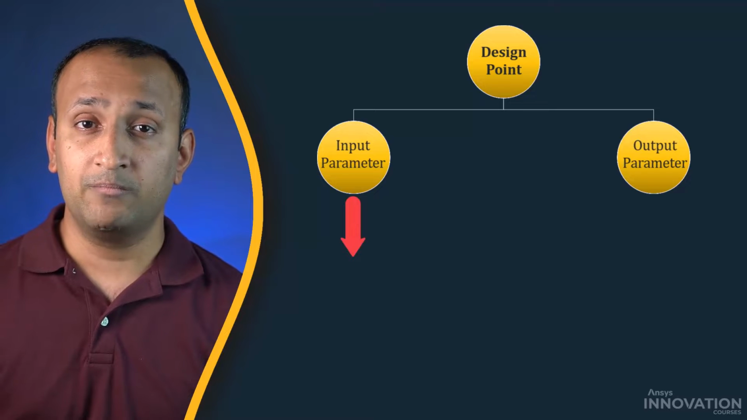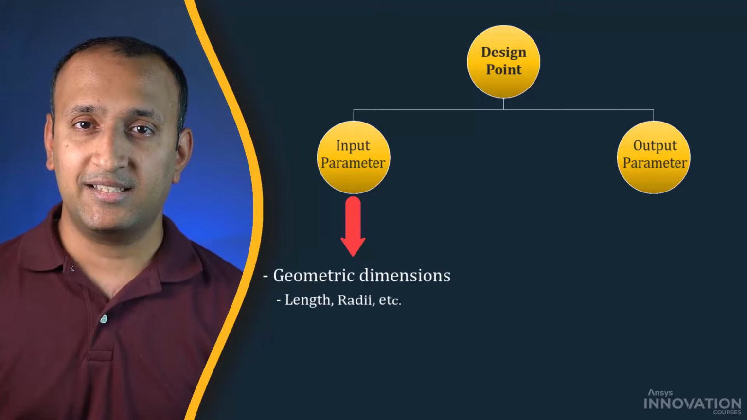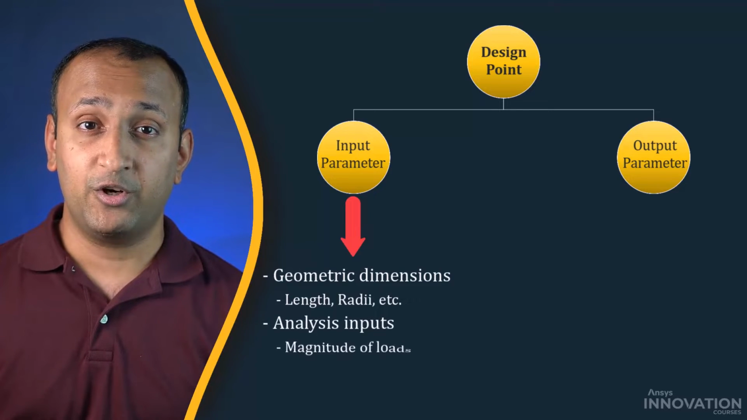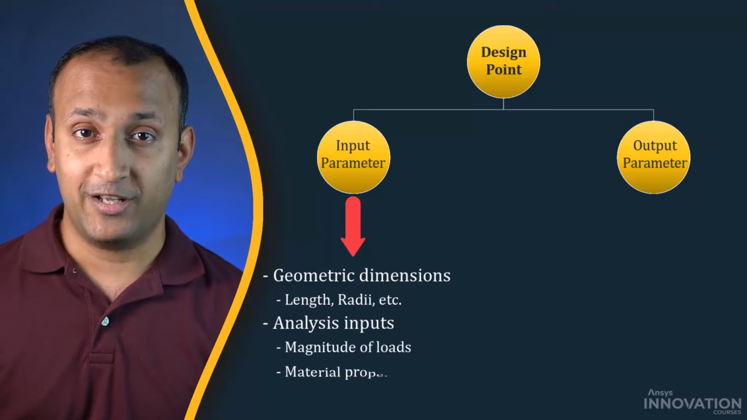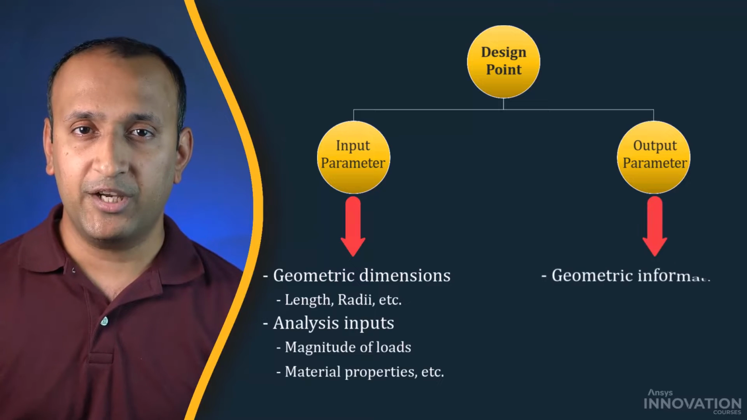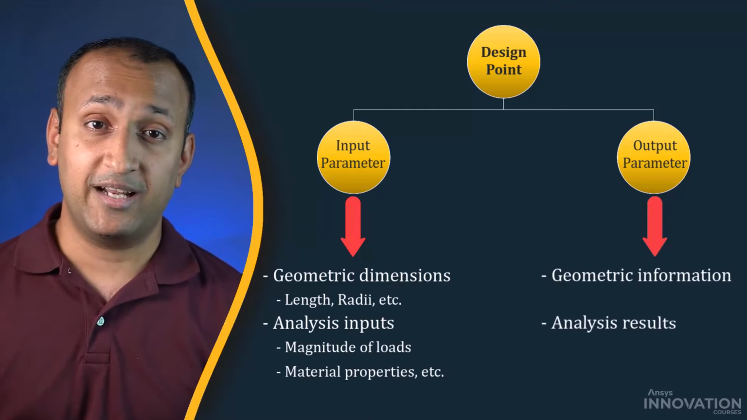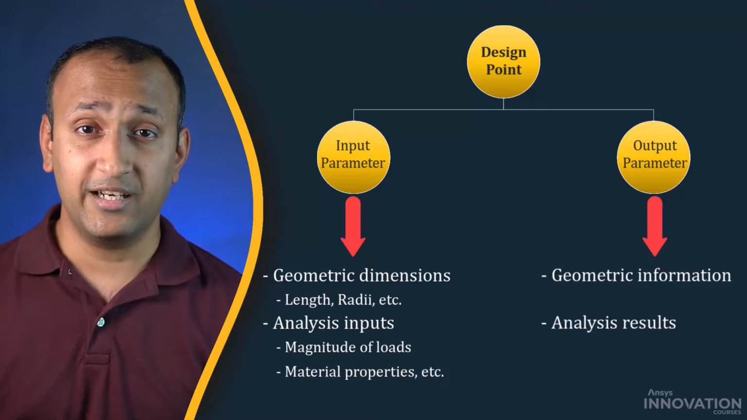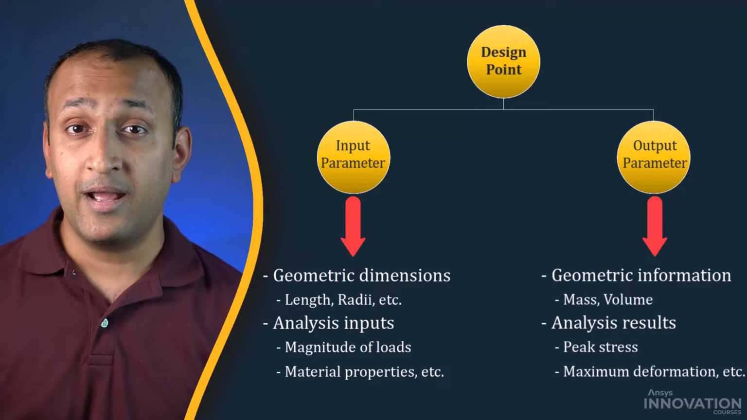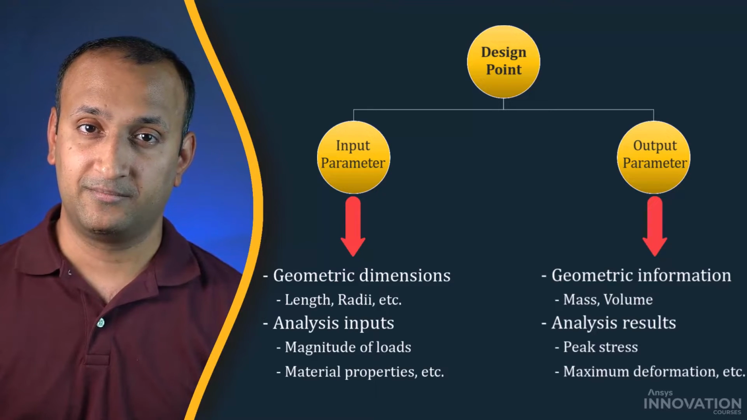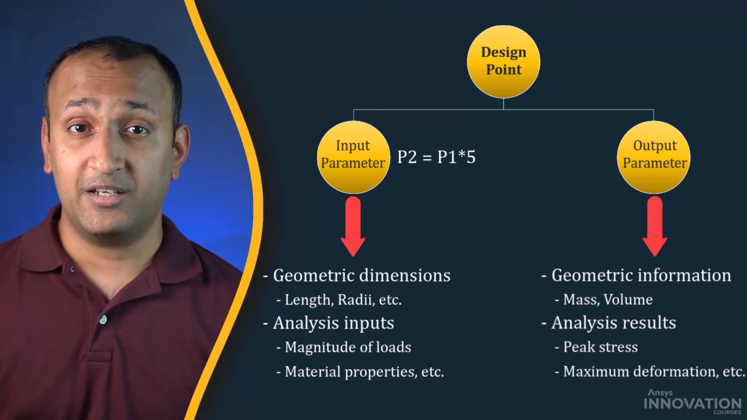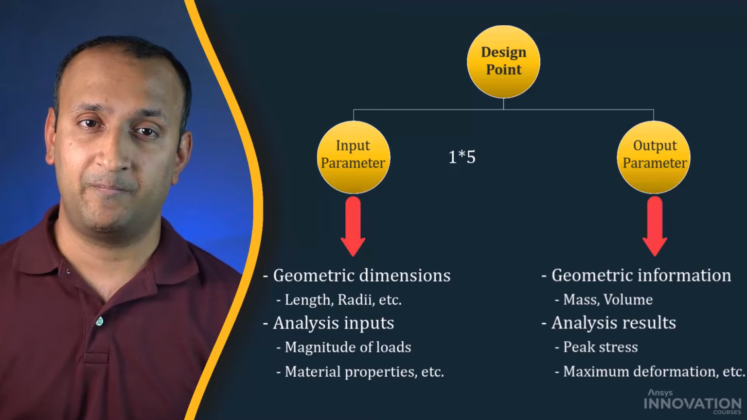Let's start by noting that a design point is a collection of input and output parameters. Input parameters include geometric dimensions such as lengths and radii in your design. They can also include analysis inputs such as the magnitude of pressures and forces or material properties such as elastic moduli. Output parameters are generally information about your geometry or results from an analysis. These include, but are not limited to, system mass, peak stress on a part, or maximum deformation of your assembly. Note that we can also have derived parameters, meaning that a parameter is dependent on the value of another parameter.